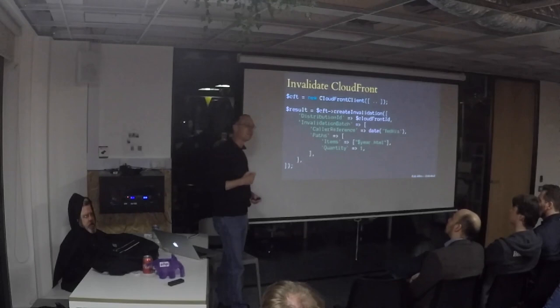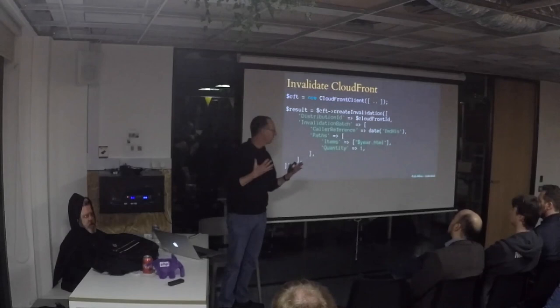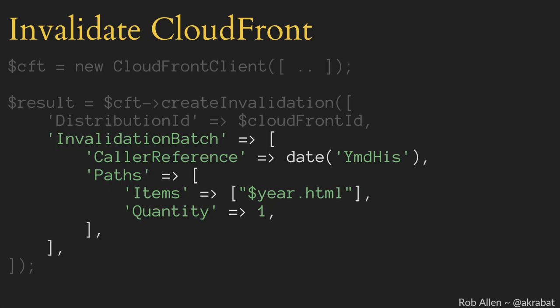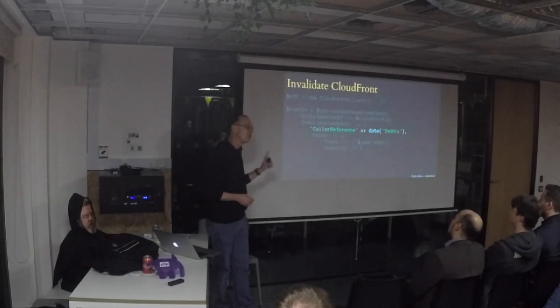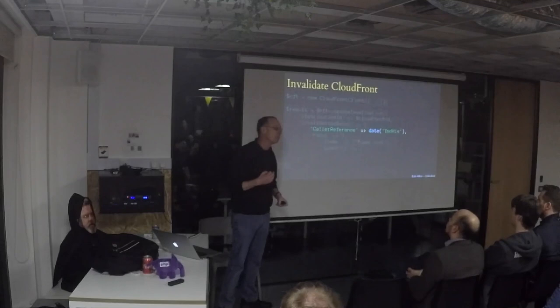And that's done via CloudFront client. It works the same way as the S3 client, which makes it easy to use. You have to create an invalidation batch, they call it. This batch needs a caller reference. The only important thing about the caller reference is it must be unique. I run this every 2 hours, so the date to the nearest second is more than unique enough for me. But that must be unique. Again, it gets a bit confused if you don't make that unique.